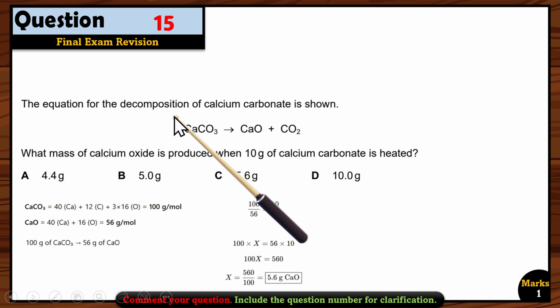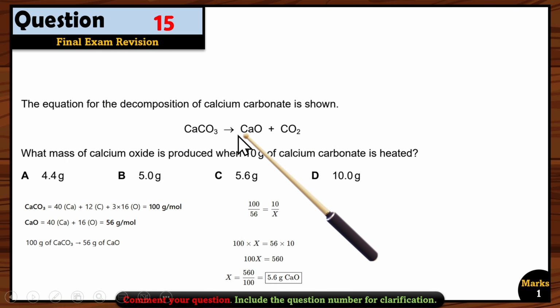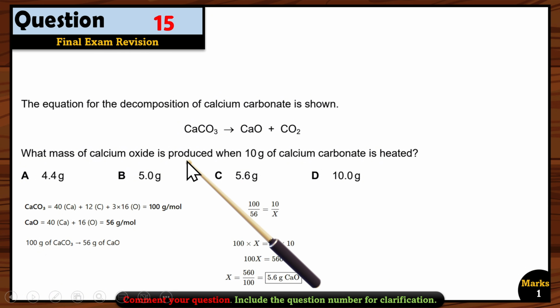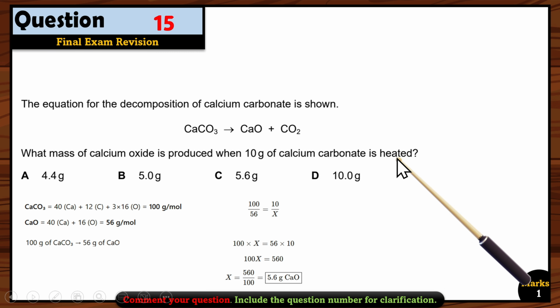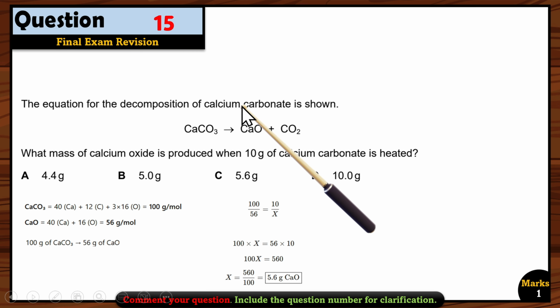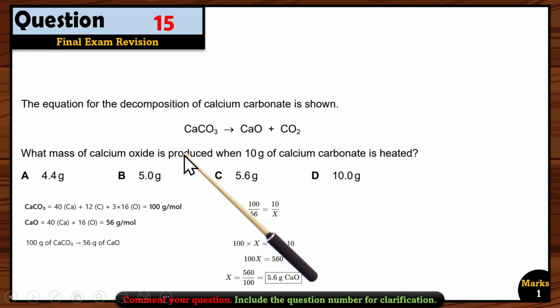Question 15. The equation for the decomposition of calcium carbonate is shown. What mass of calcium oxide is produced when 10 gram of calcium carbonate is heated? These questions are very important. They come in exam very often, and I will give you the trick how to solve this one. In these questions, you don't have to find the moles. You just can easily calculate through the mass.